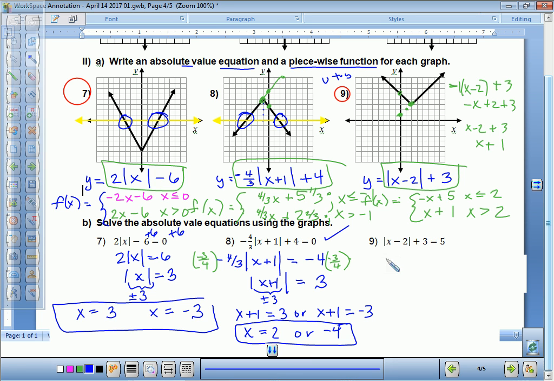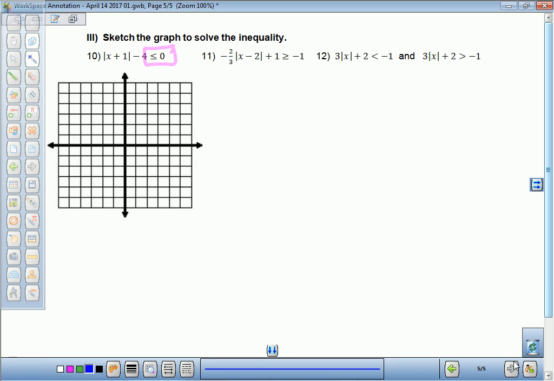Okay, that one's for you. Do the same thing. Isolate your absolute value, split the 2, and solve. Check by looking at your graph. Okay, so we'll save that one for homework.